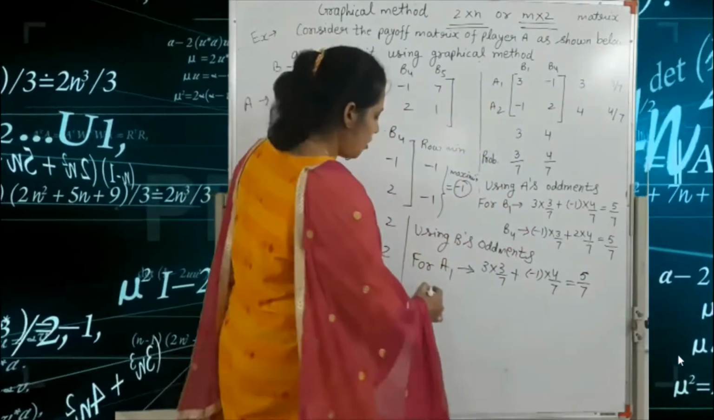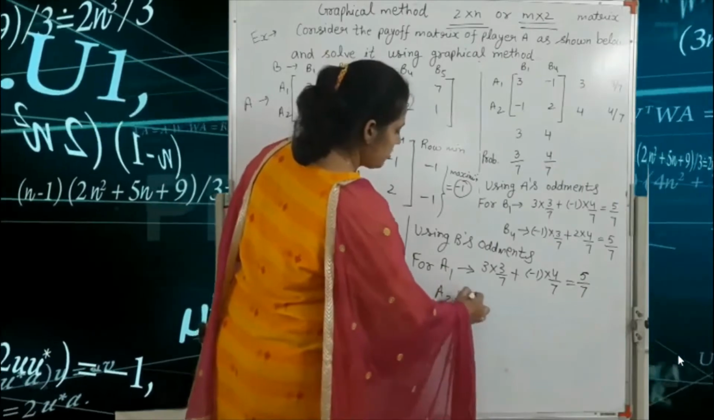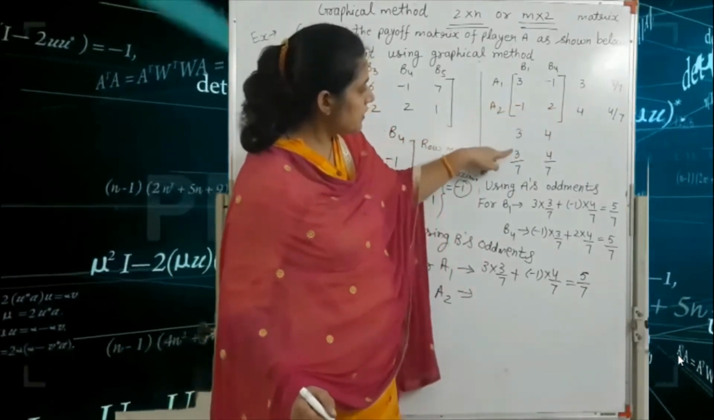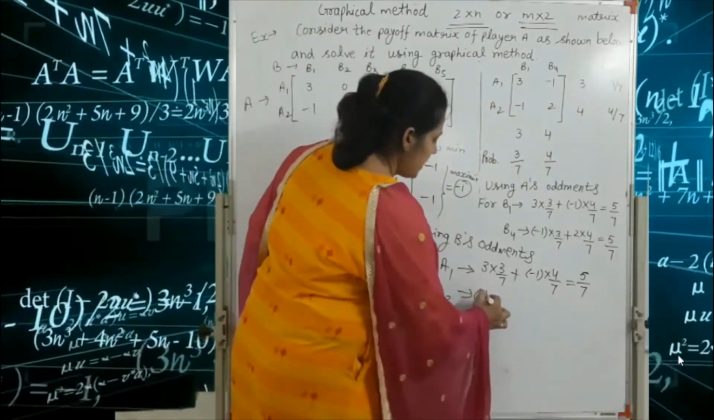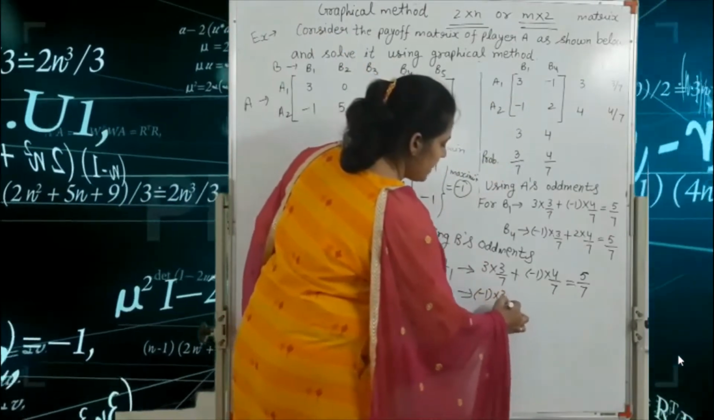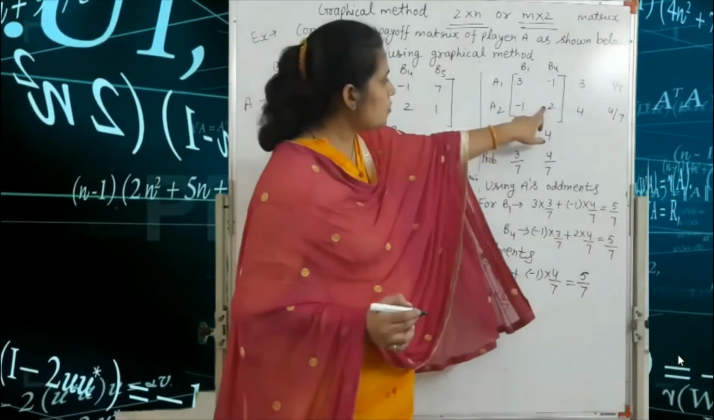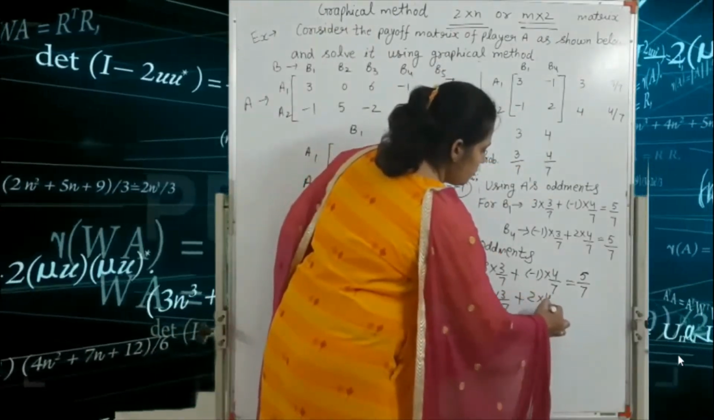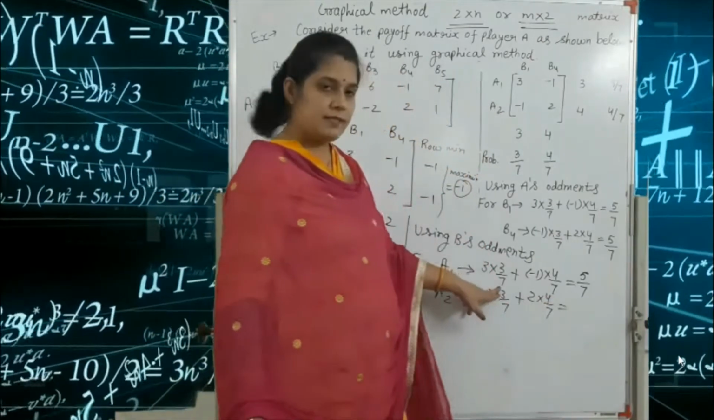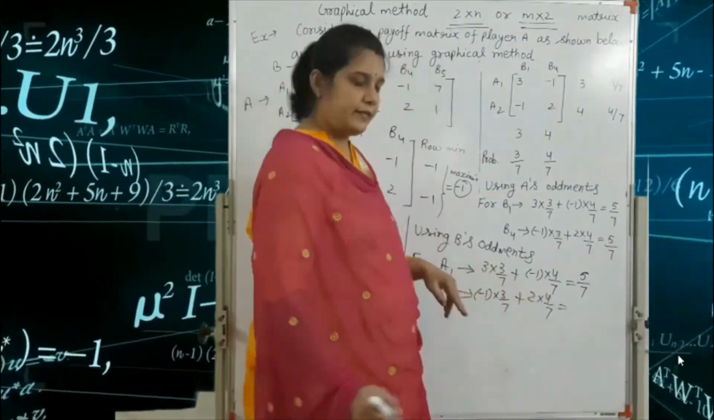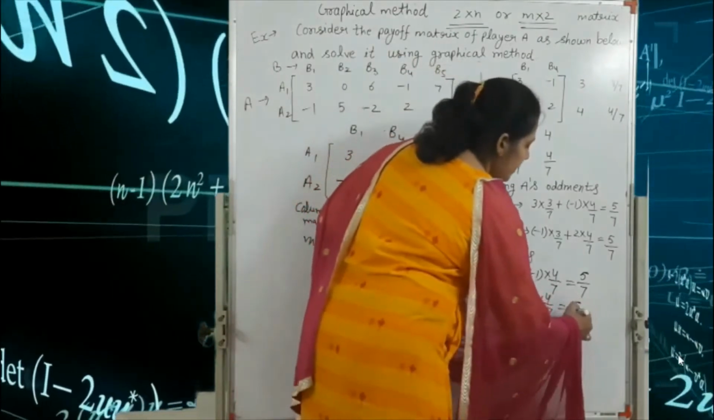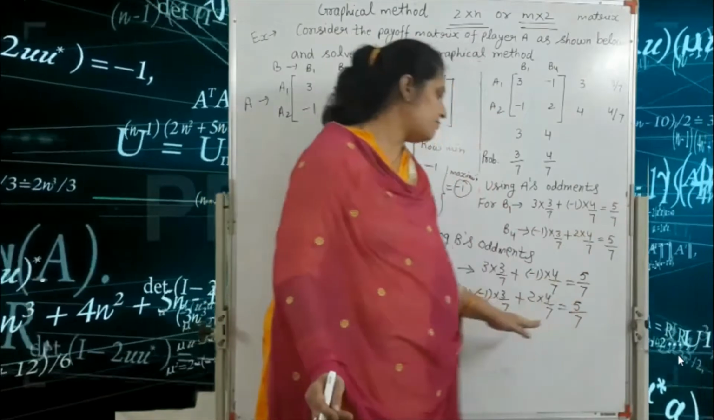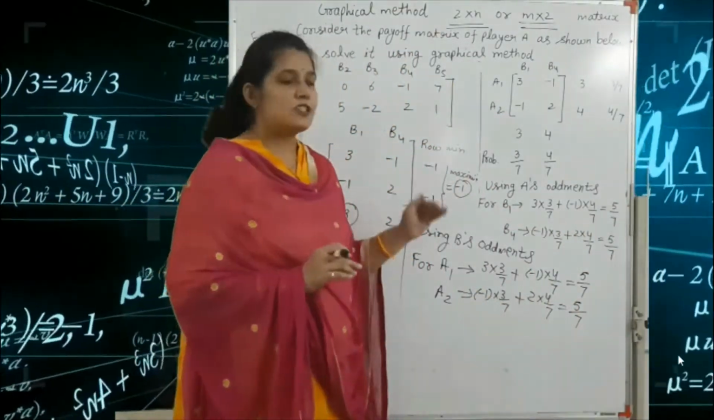Okay, and for A2, because here A2 is remaining. So for A2, we write here minus 1 into 3 by 7 plus 2 into 4 by 7. So 2 into 4 by 7, that means minus 3 plus 8. That means 5 by 7. Okay, so see here all these values are 5 by 7. That means your solution is correct.